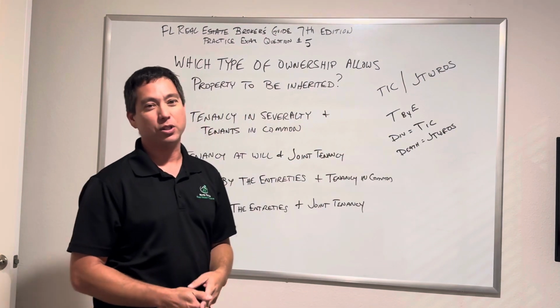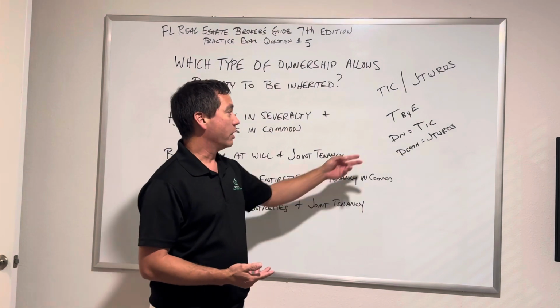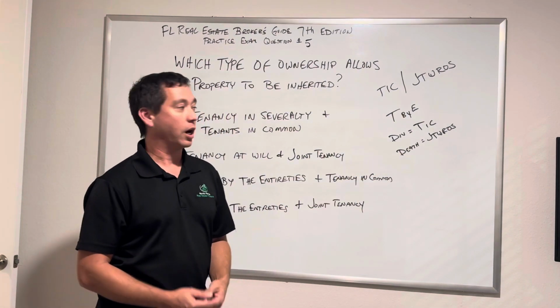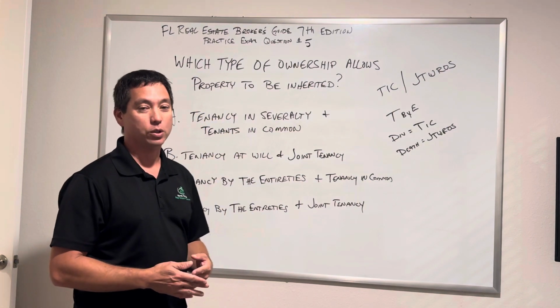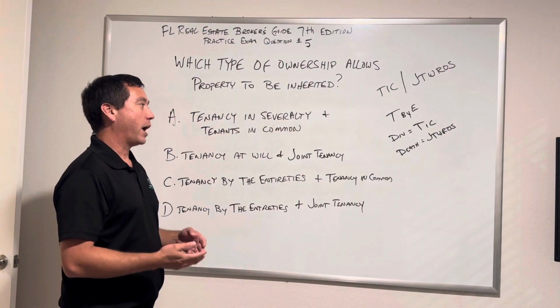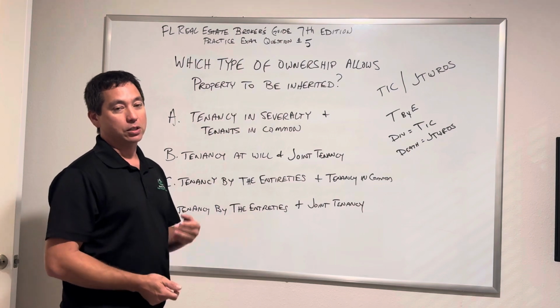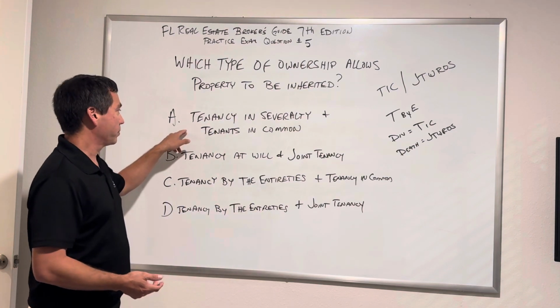Tenants by entireties is a married couple buying a house. If they get divorced, it reverts to tenants in common. If they die, one of the parties dies, then it reverts to joint tenancy with rights of survivorship. So remember that. Tenants by entireties is married couples. So let's talk about these.